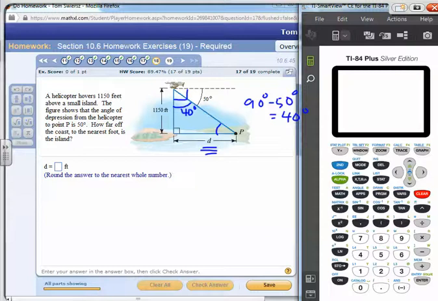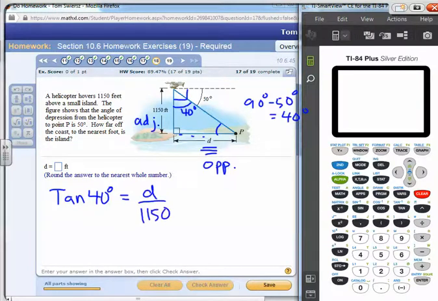With respect to this 40 degree angle, we are missing the side opposite, right? It's a leg, it forms the right angle, so this side is opposite, and this side is next to the angle, and it's one of the legs, so this is the adjacent side. So again, the trig function that involves the opposite and adjacent is the tangent, right? So the tangent of this angle, 40 degrees, is equal to the side opposite, which we need to find, D, over the side adjacent, which is 1,150.